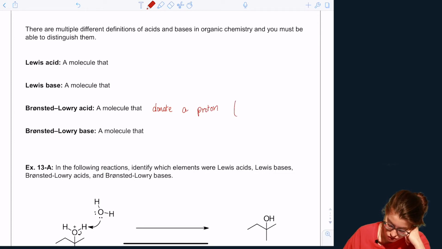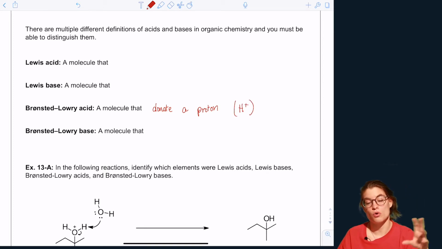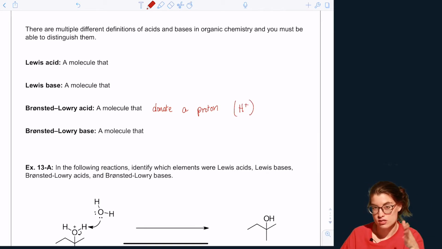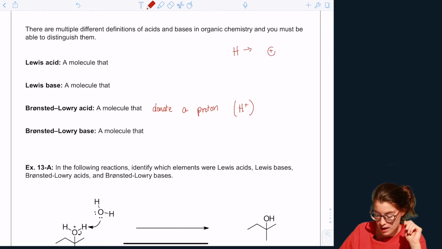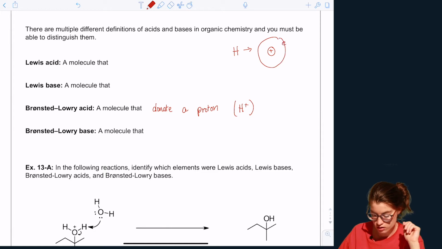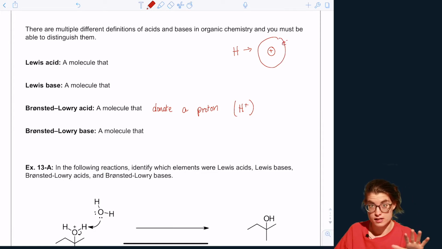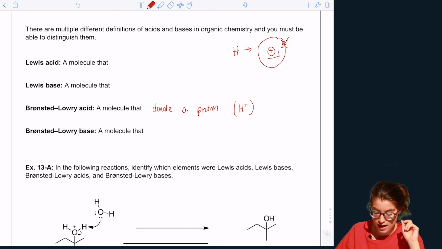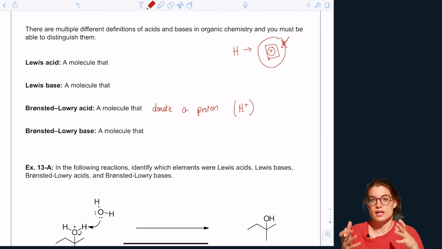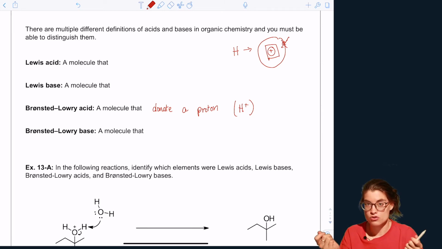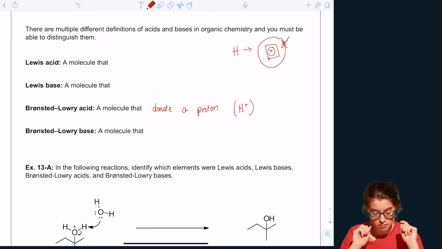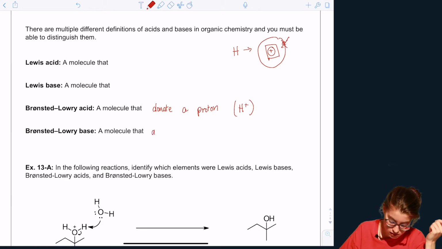Okay, and a proton is just a hydrogen atom without its electron. Just as a refresher, hydrogen is actually made up of a proton and a single electron. There are no neutrons in it, okay? So if I get rid of the electron, then literally I just have a proton, and that's why the hydrogen atom without its electron, we just call it a proton, okay? And a Bronsted-Lowry base is a molecule that accepts a proton.